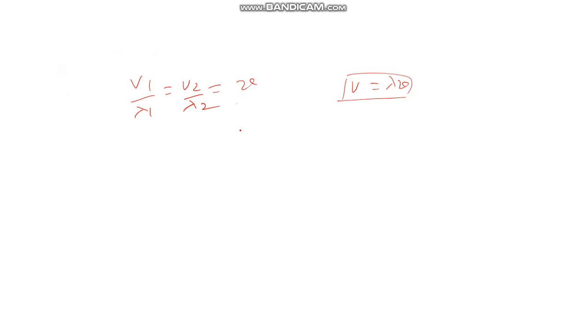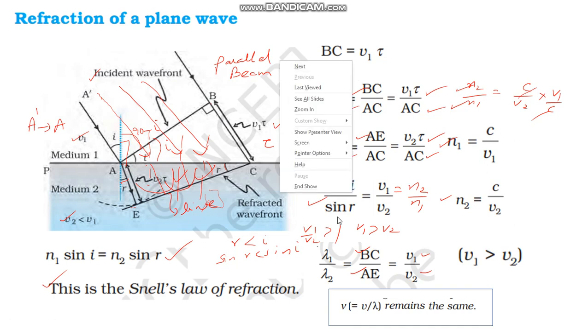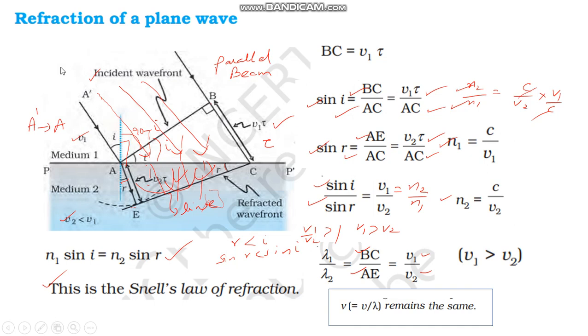So in both the cases, when light is entering from one medium to another medium, the frequency is constant. Frequency remains the same. This is the most important point. Velocity may change, wavelength may change, but frequency remains constant. So here we have seen our situation from rarer to denser medium. This is a rarer medium, this blue is the denser medium. We will see the denser to rarer medium in the next.